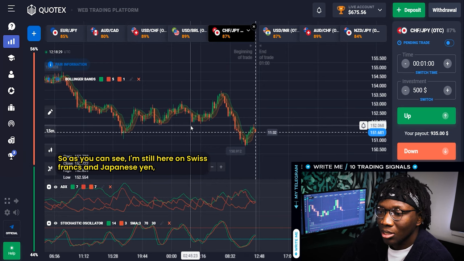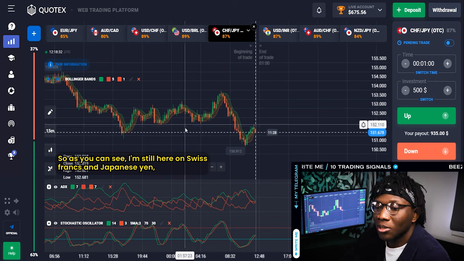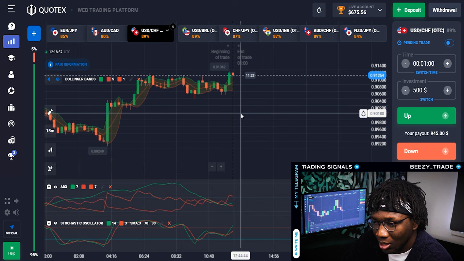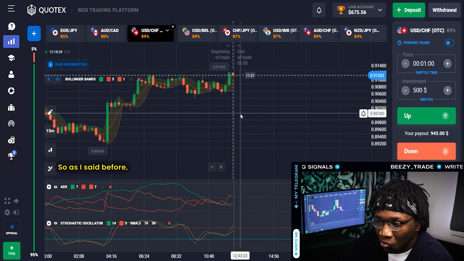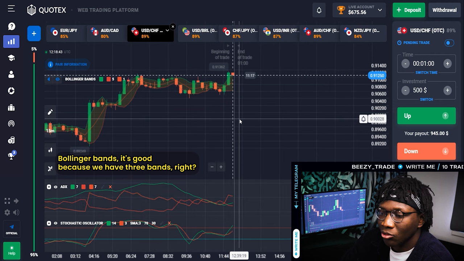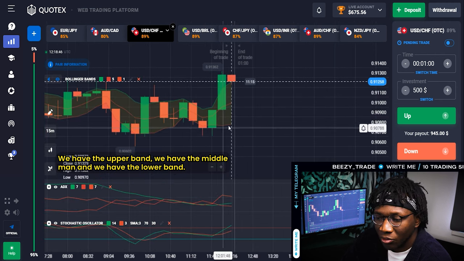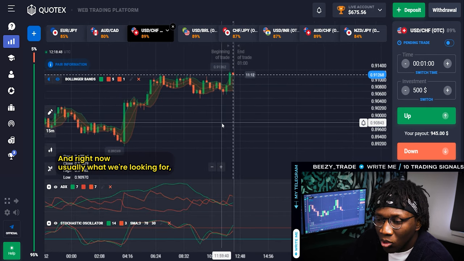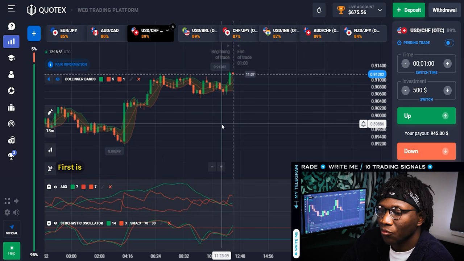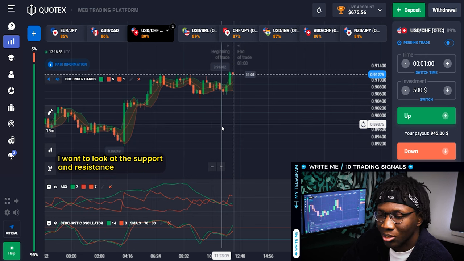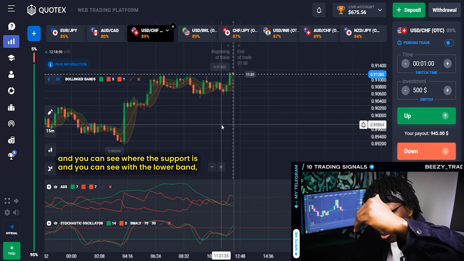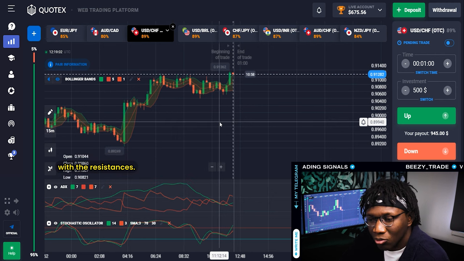So as you can see, I'm still here on Swiss francs and Japanese yen, but I think I'm going to go USD Swiss francs. So as I said before, Bollinger Bands are good because we have 3 bands, right? We have the upper band, the middle band, and the lower band. And usually there's 3 strategies I like to use with Bollinger Bands. First is I want to look at the support and resistance, because with the Bollinger Bands we can see easily where the support is and where the resistance is.